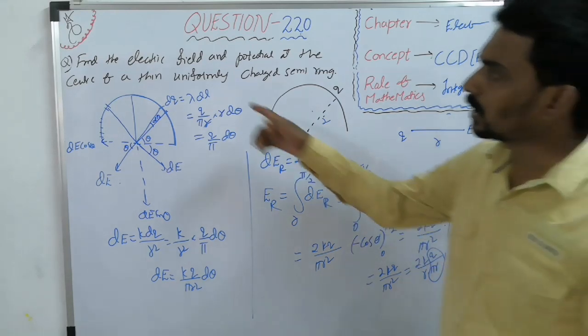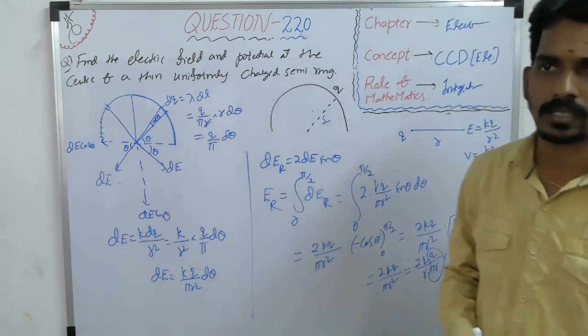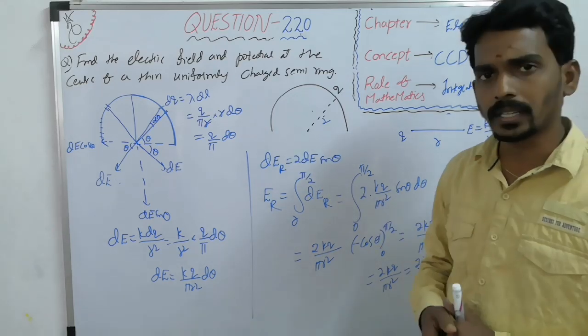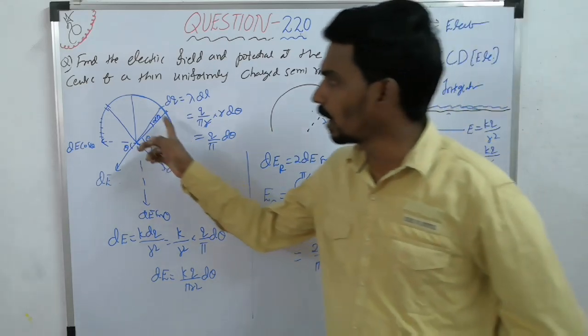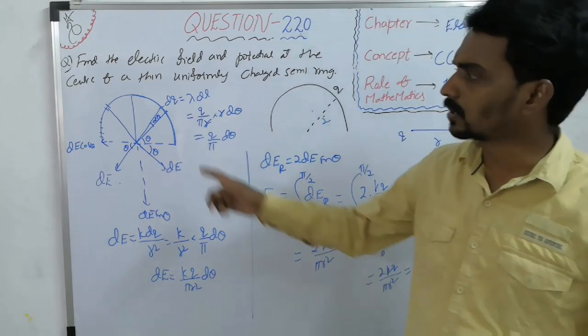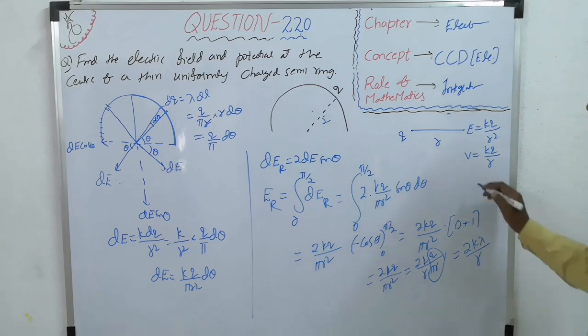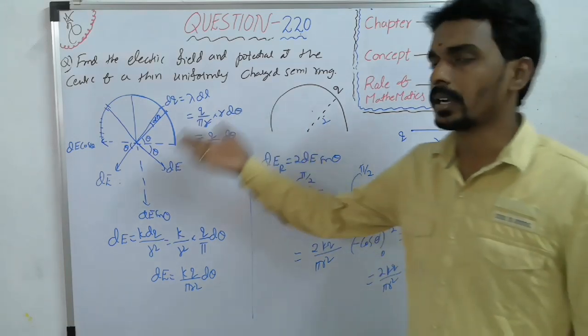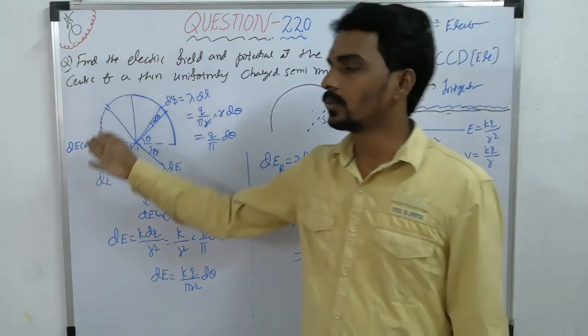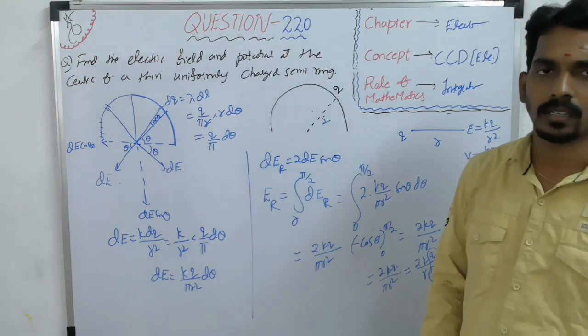But here one more thing they are asking: electric potential. So if you want to find the electric potential, you don't have to consider two elements. If you consider one element, then the potential due to a point charge will become kq by r. So k dq by r. Then go for integration. Then you will get the total potential.